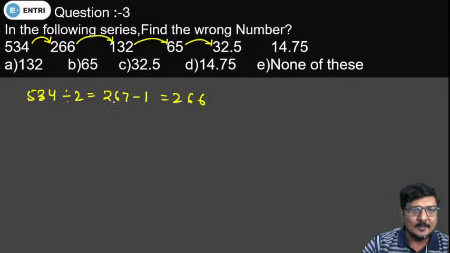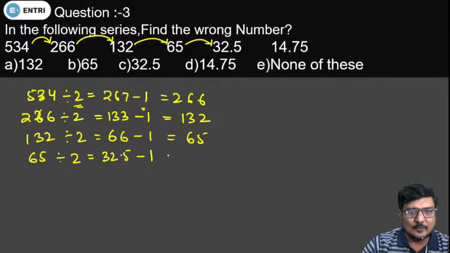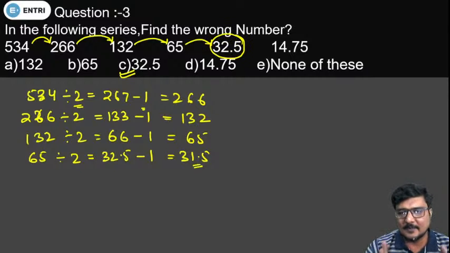So 266. Now 266 divided by 2 gives 133, and minus 1 will give you 132. And if we divide 132 by 2, we will get 66, and minus 1 will give you 65. So the logic is divide by 2 and minus 1. If we divide 65 by 2, we will get 32.5 and minus 1 should come to 31.5. So the right answer for this question should be option C. This number 32.5 is the wrong number in this series.